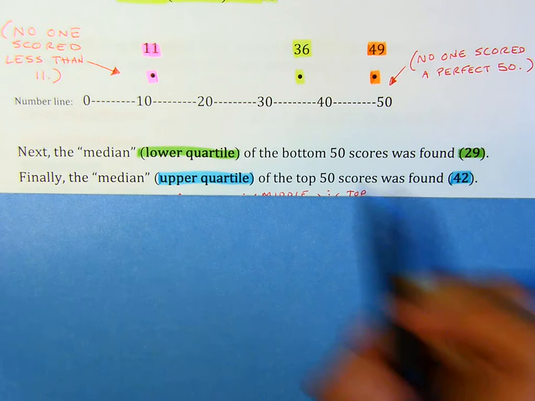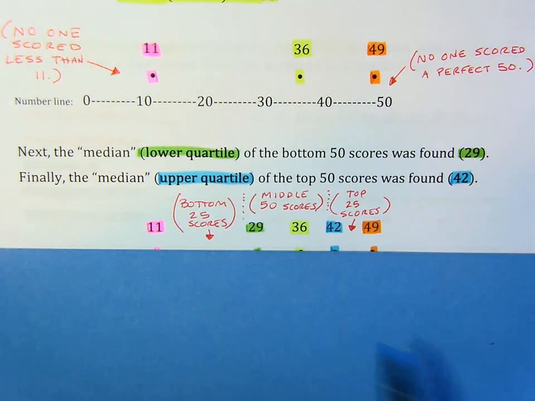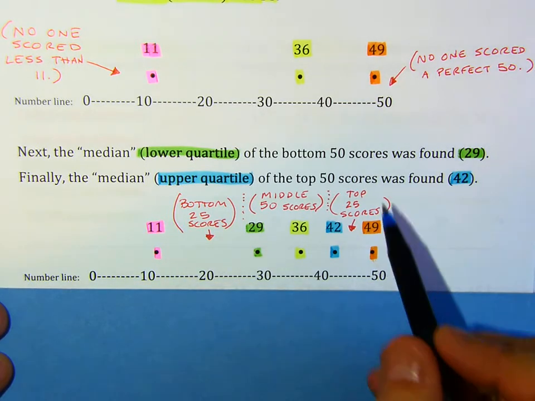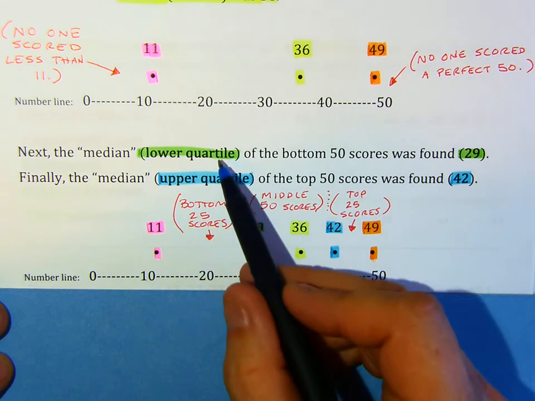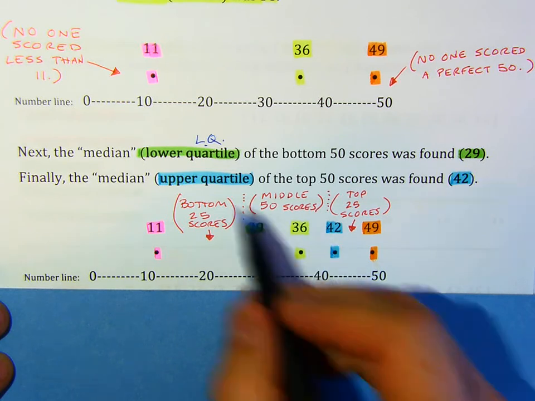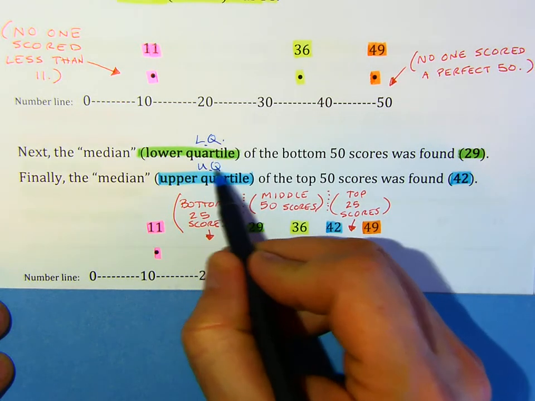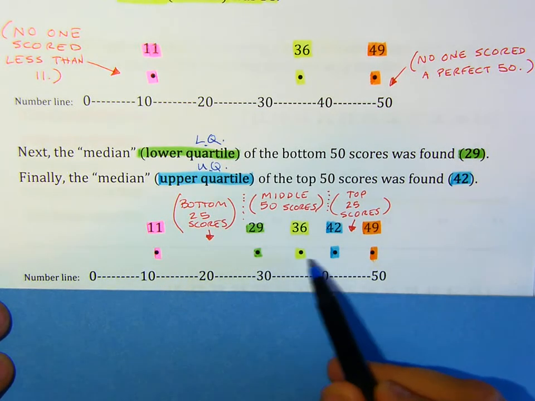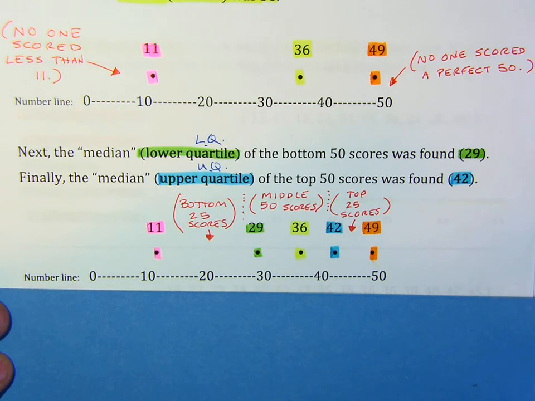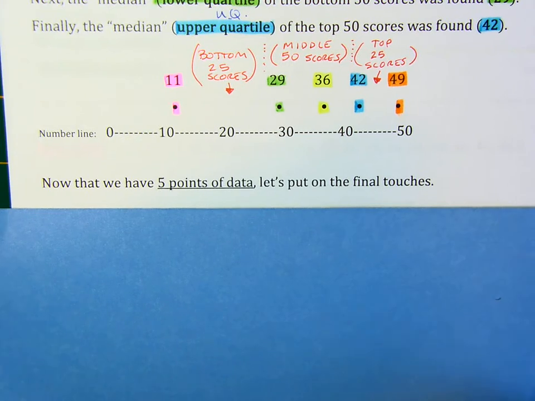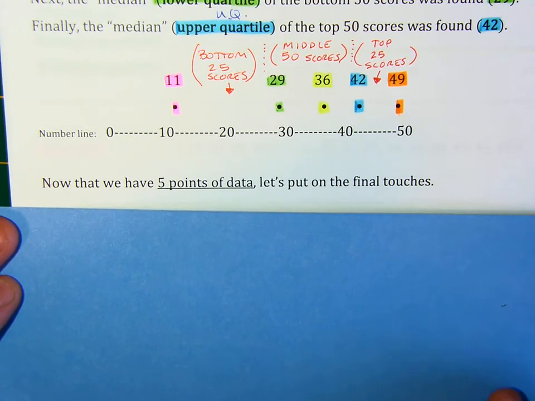So I'm going to add those 2 numbers to the 3 that I already have. I had the 11. Whoops, let me get the whole number line there. I have the 11, the 36, and the 49. I'm bringing in a 29, which was my lower quartile. It's often called the LQ. And the upper quartile of 42 was put right there. That's called the UQ. So if you want to know what LQ and UQ stand for, it's lower quartile and upper quartile. So there I have 5 number points. Once you have those 5 points, you're almost done. So we have 5 data points. Let's put on the final touches of this problem, and you'll see it work really nicely.